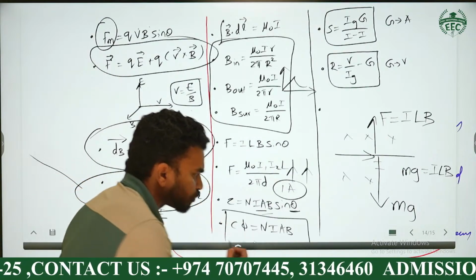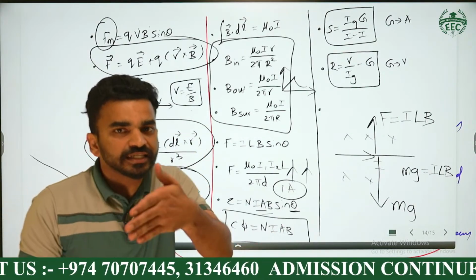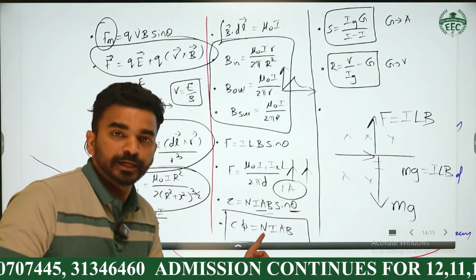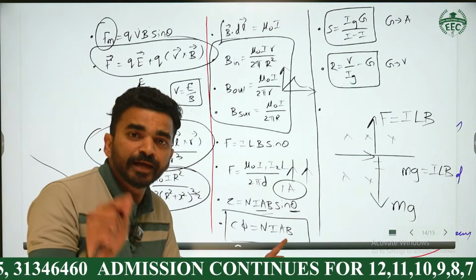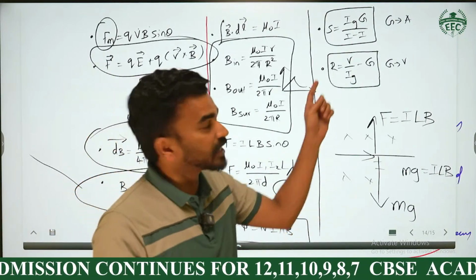Alright. Then what is this one? It's the galvanometer equation. C phi is equal to NIAB. Remember this equation. What does phi mean? The needle deflection, how much the needle is deflecting. C means torsional constant. N means number of turns. I means current. A means area. B means magnetic field. This is the formula for the galvanometer equation. That's fine.